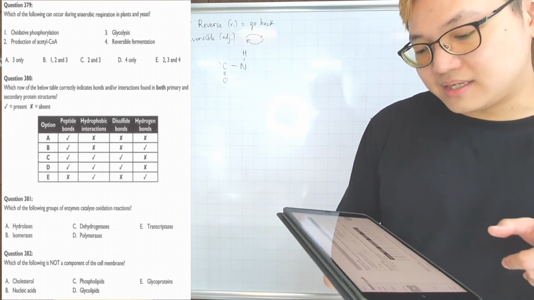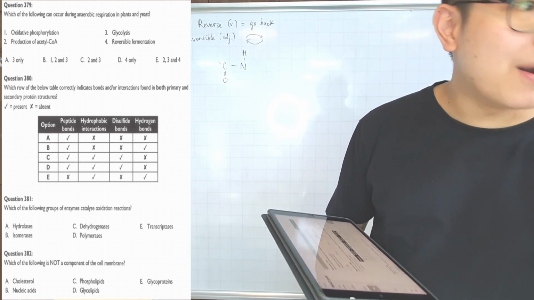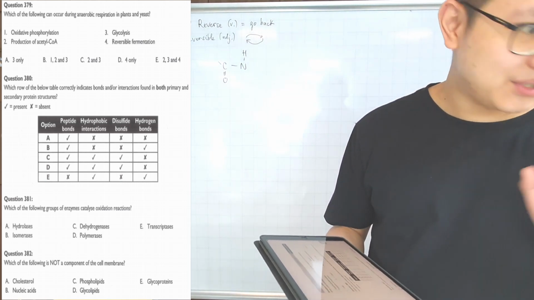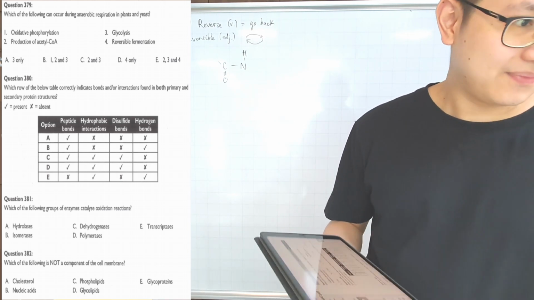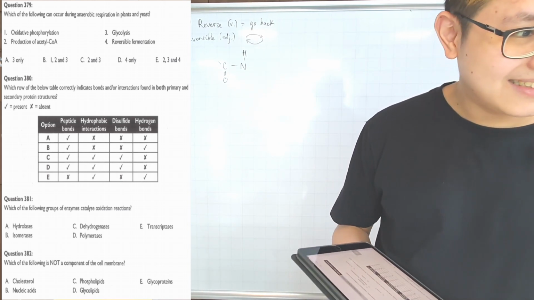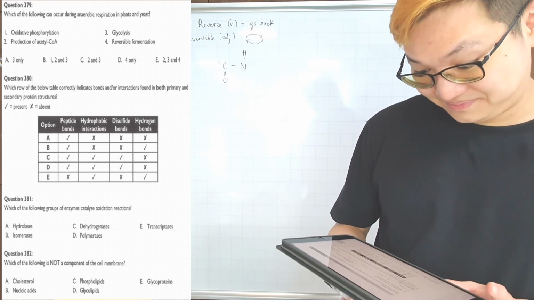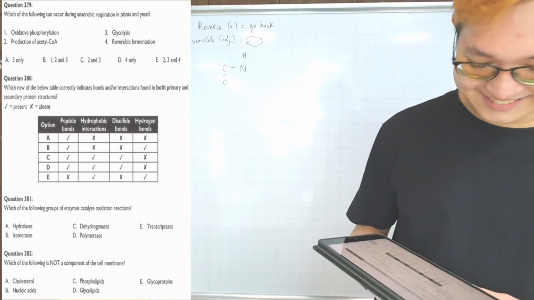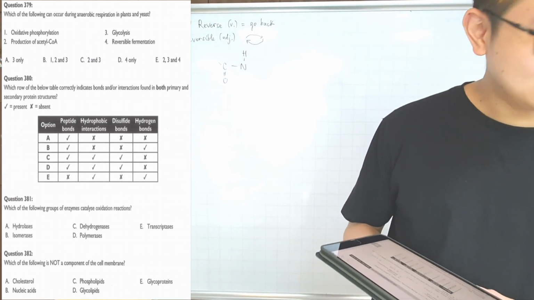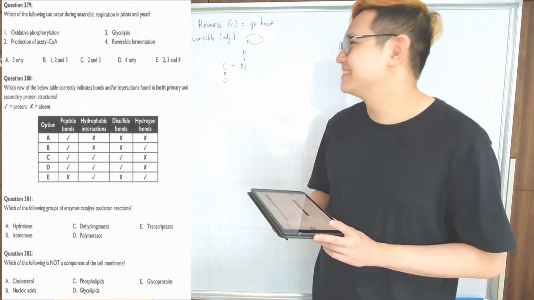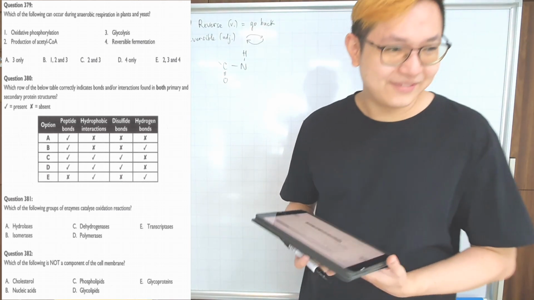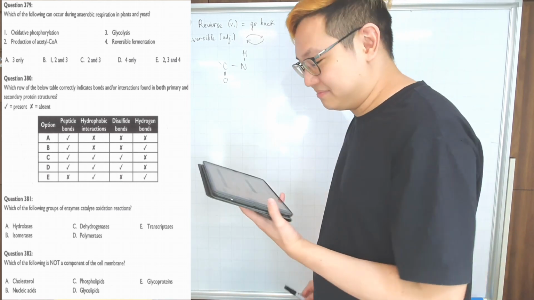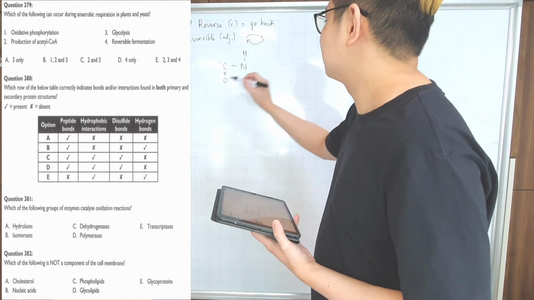But the question is, you have to find it in both primary and secondary structures. If you're not so sure, then it's an X, okay? So what's your answer? Is it B? Okay, check. Is it A? It's A. Very good. Only peptide bond, okay?